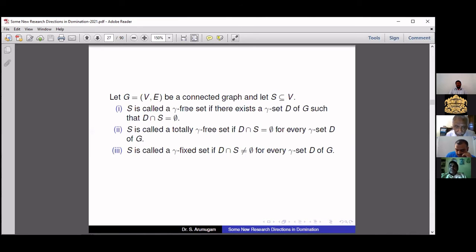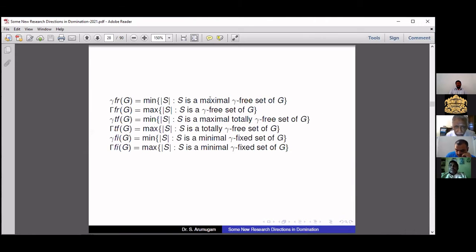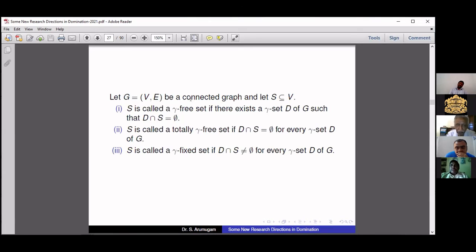Given a gamma free set, I have defined two numbers called gamma free number and upper gamma free number. That is the minimum cardinality of a maximal gamma free set and the maximum cardinality of a gamma free set. Okay, so those parameters you have to read, develop the theory of gamma free set and gamma totally free set, and then see whether we have enough theory developed to tackle the Queen's monotonicity problem. So this is one piece of information on gamma free sets.